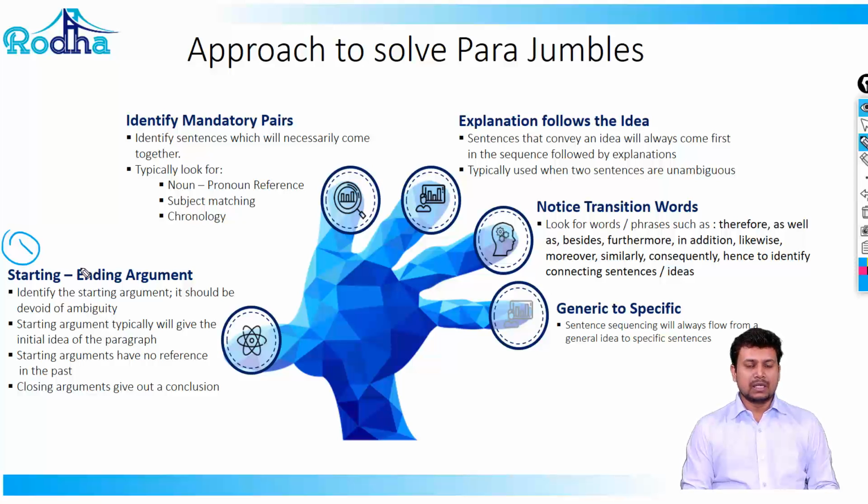Whenever you're finding the starting or the ending argument, something you have to keep in mind is that there are certain characteristics that each of these arguments possess. For example, the starting argument has to be devoid of any form of ambiguity. You do not need any confusion with the starting argument. For example, if I say, his words are easy to understand, can this be a starting argument? The answer is no, because you do not know who this 'his' is referring to. So any form of ambiguity means it cannot be a starting argument.